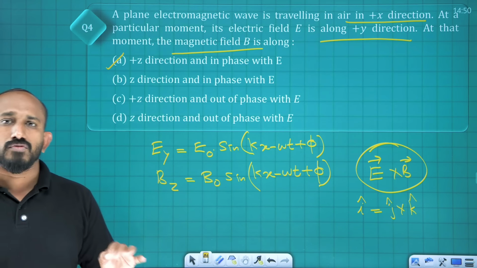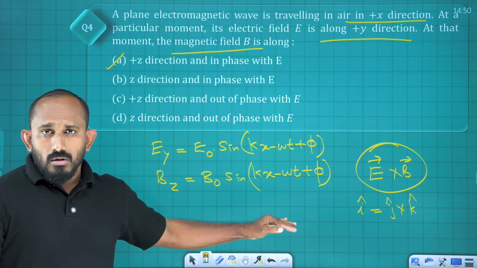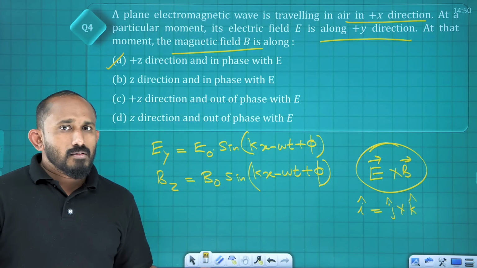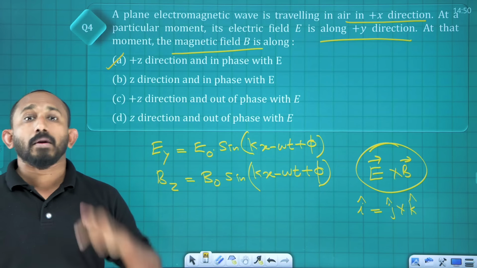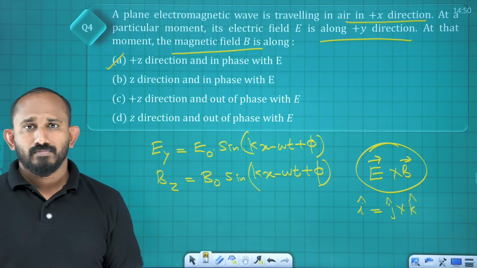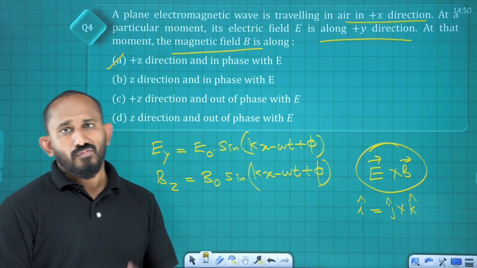And it will be in phase with E also. So in an electromagnetic wave, both electric and magnetic fields will be in phase, but the propagation will be perpendicular to both. Hope you got it? Let's go for the next question.